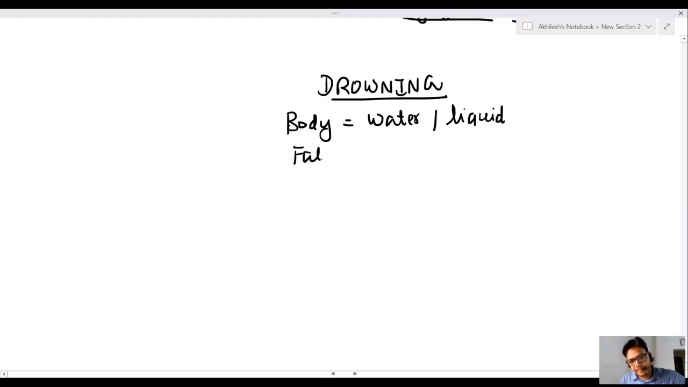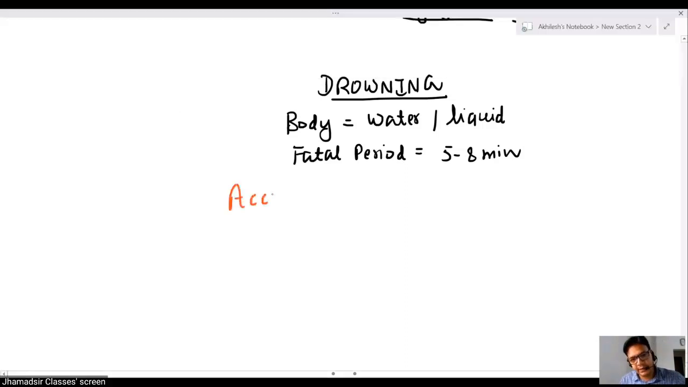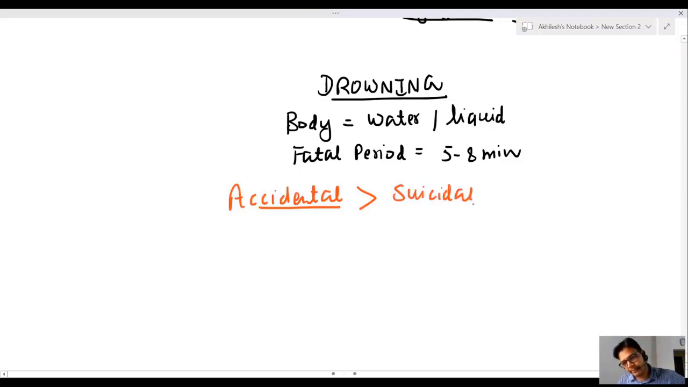The fatal period for drowning is 5 to 8 minutes. Mostly drowning is accidental. Accidental drowning is most common. Suicidal and homicidal drowning is less common.